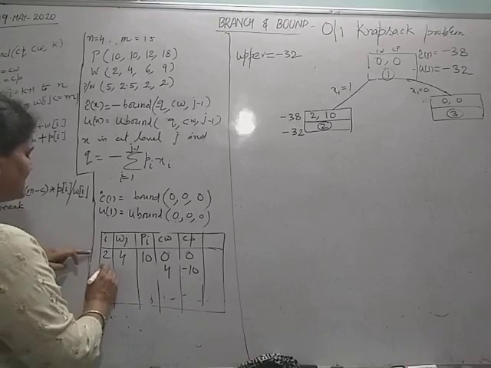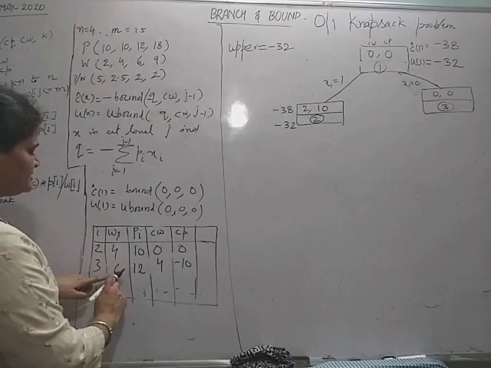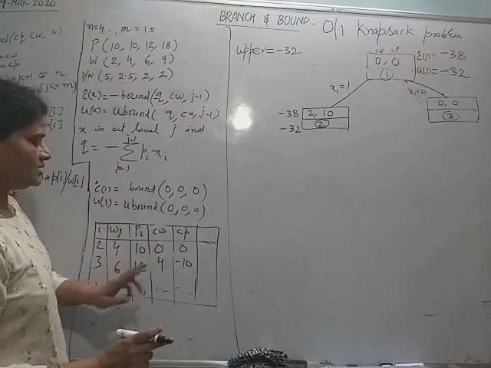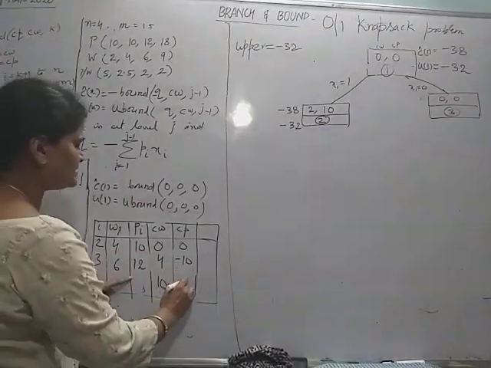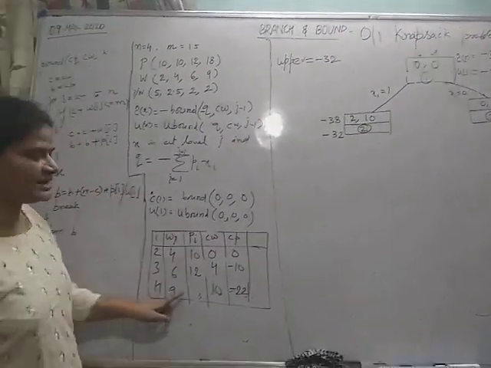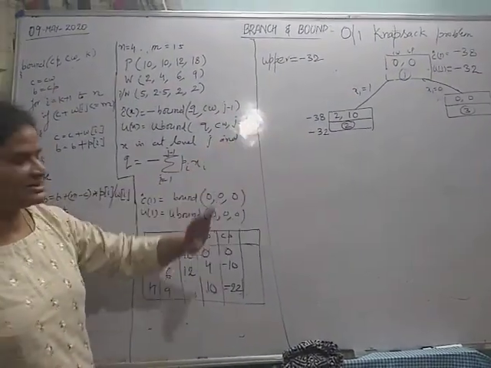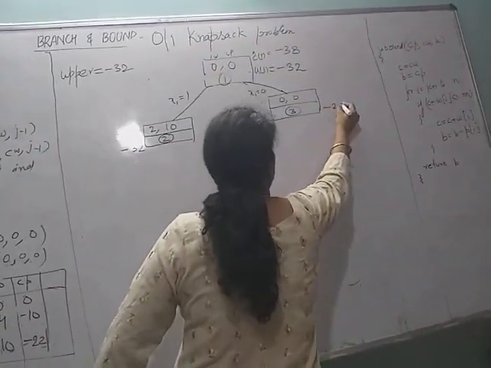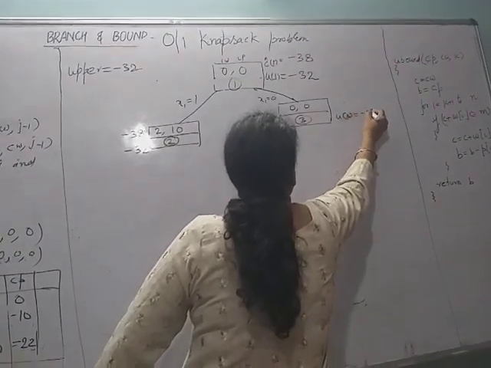So 4, and the profit is minus 10. Now the next, I is 3. The third object's weight is 6 and the profit is 12, and 6 plus 4 is 10. 10 is less than or equal to 15, so it can be added. So 6 plus 4 is 10, and 12 minus 22. And now the fourth object's weight is 9. Now this object cannot be included into the knapsack. So the upper bound function will return the profit minus 22. So this is U3 equal to minus 22.